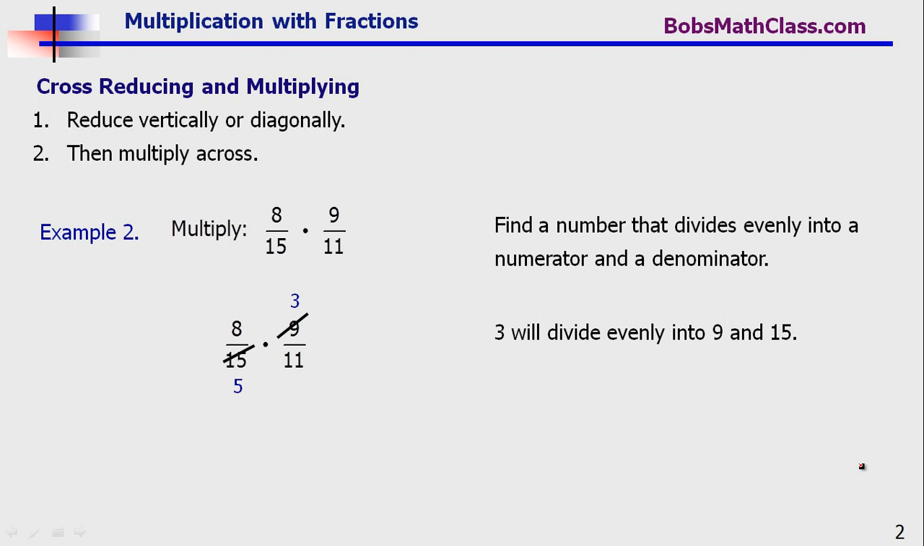Okay. Is there anything else? Is there another number that goes into a numerator and denominator? Now don't forget, vertically or diagonally. So nothing goes into 8 and 11. So now we can multiply straight across. That would give us 8 times 3 for the new numerator and 5 times 11 for the new denominator.